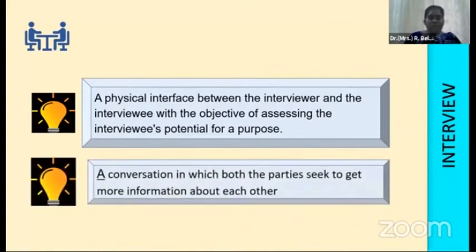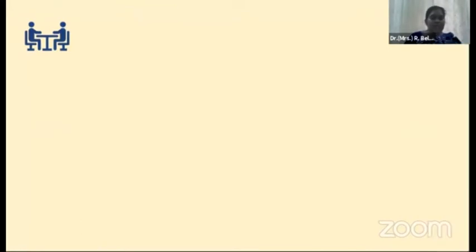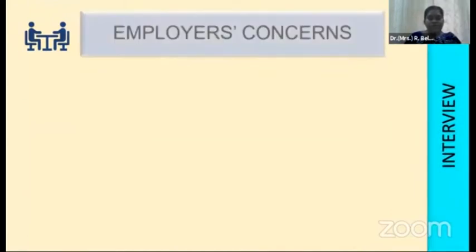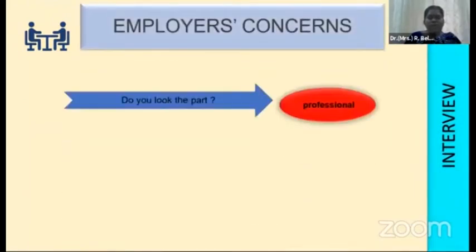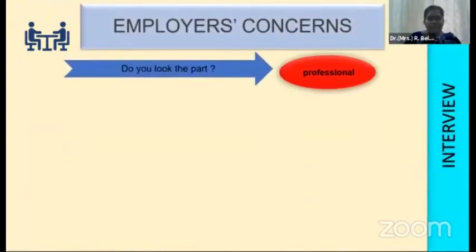Okay, it is a conversation in which both the parties seek to get more information about each other. So you can also ask questions to the interviewer at the end. They will ask you, do you want to ask me anything? So you can ask questions. I'll tell you what all you can ask. Okay, fine. Then interview. What are the employer's concerns when he is doing the interview?